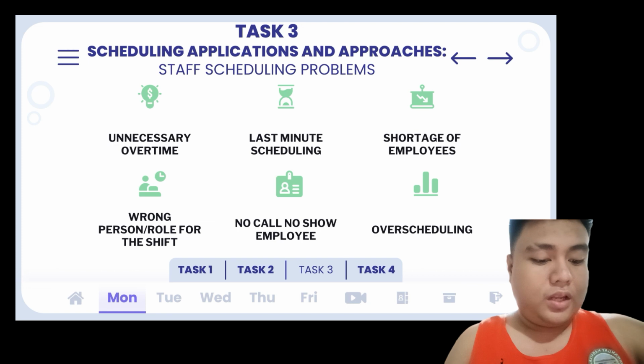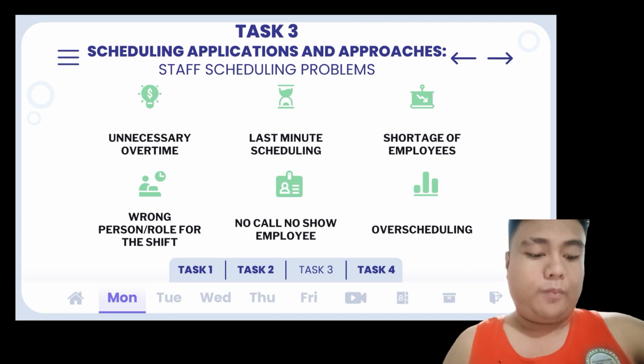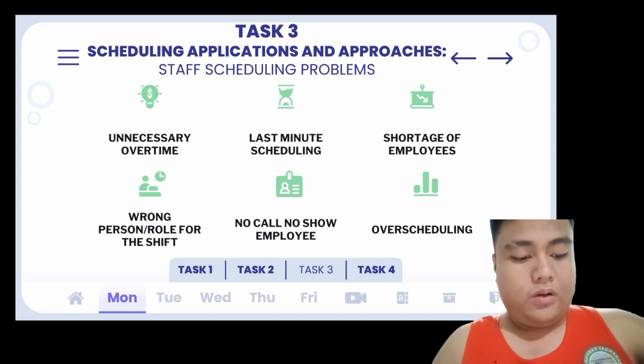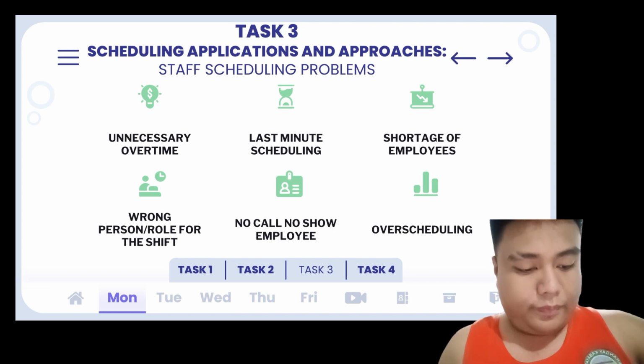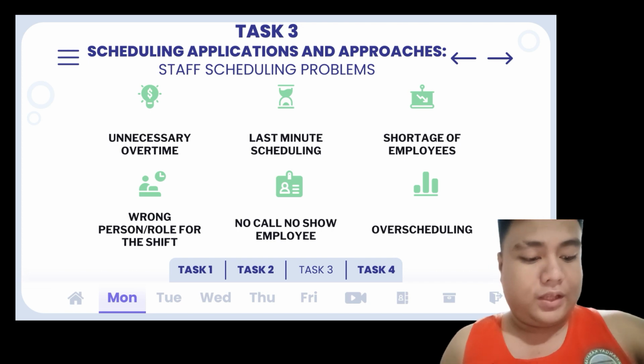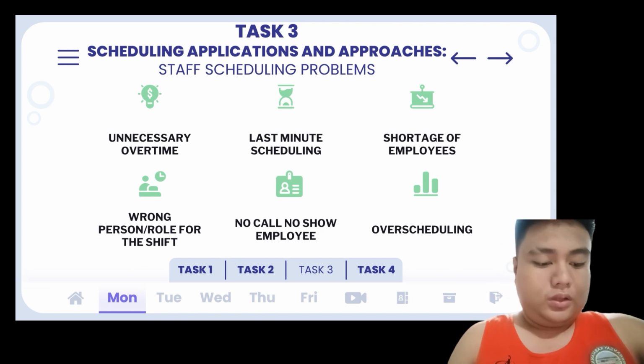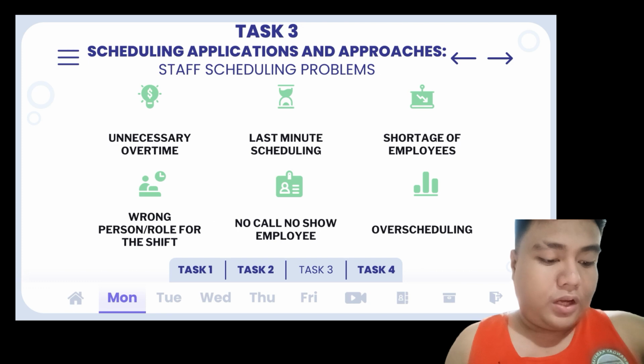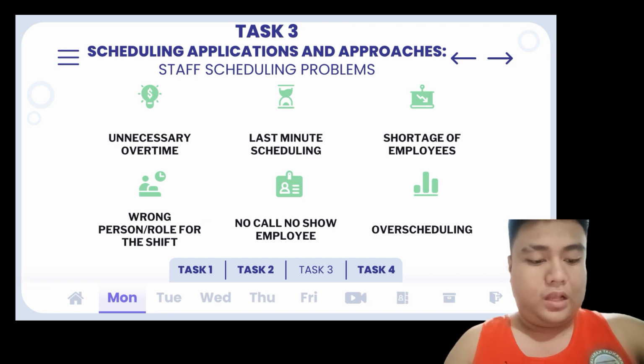And next, shortage of employees. Kakulangan sa pagkakaroon ng mga empleyado wherein nagko-compromise ng ibang gawain or task sa isang empleyado nang nagkaroon ng double task na dapat ng isang empleyado ay nakapokus lang sa kanyang job title.